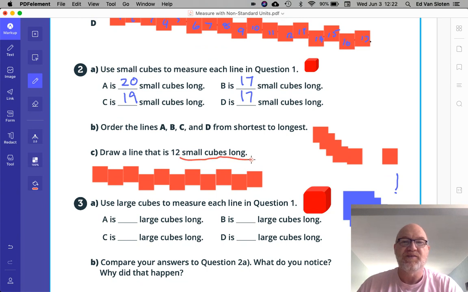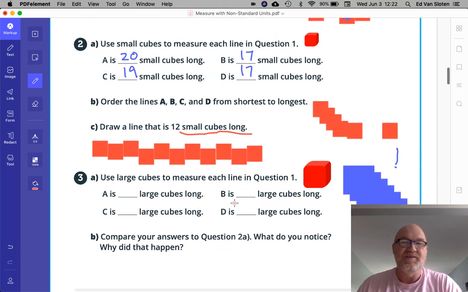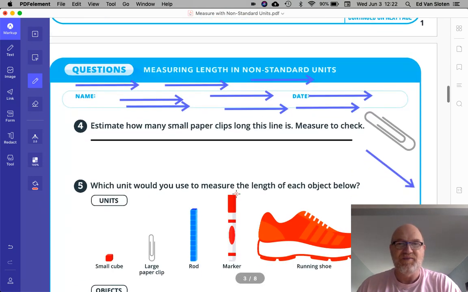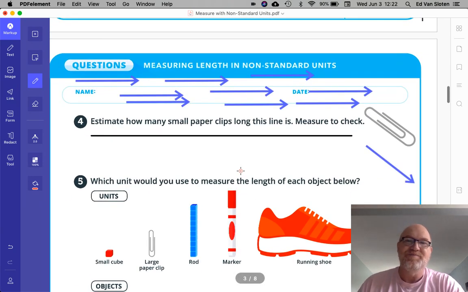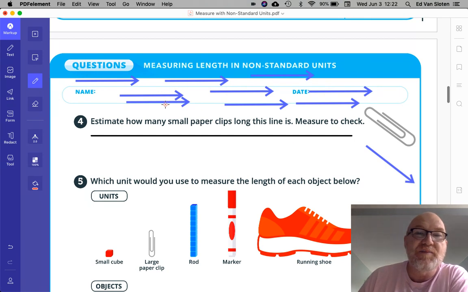All right, so this one is 12 small cubes long. I wonder, those cubes look like they're about a centimeter long. Yeah, I've got something cool at the end.